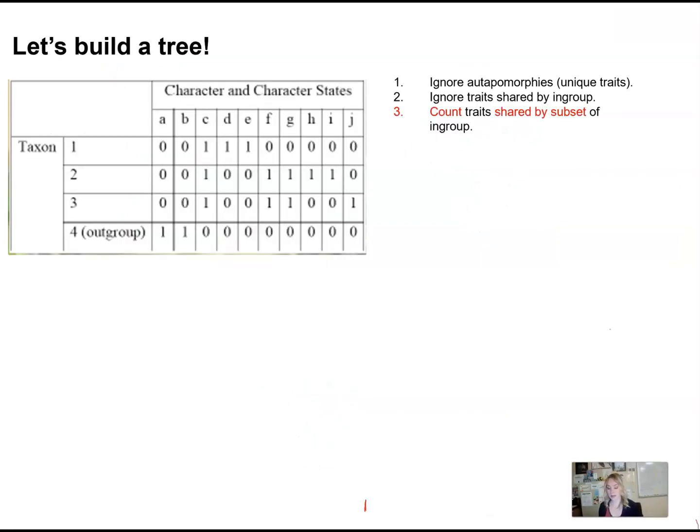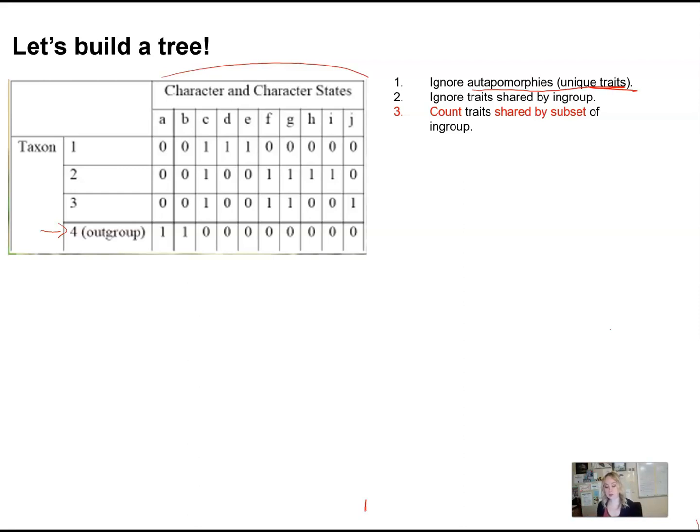Alright, so let's take a look at one example of how we can actually build a tree. You can see we have 3 organisms and there's one outgroup. So 3 taxa that we are interested in, and they have specific character states. The very first thing you want to do is, once you look at each individual trait and who shares that particular trait, you're going to ignore autapomorphies, meaning anything that's unique. You're just going to put it aside right now and not worry about it, because they're not going to be very helpful when you're trying to build this tree.